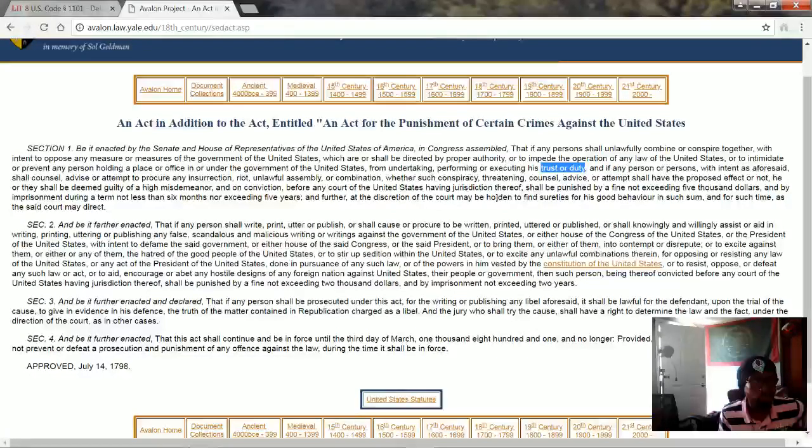years. Section 3. Be it further enacted and declared that if any person shall be prosecuted under this act for the writing or publishing any libel aforesaid, it shall be lawful for the defendant, upon the trial of the cause, to give in evidence in his defense the truth of the matter contained in republication charged as a libel. And the jury who shall try the cause shall have a right to determine the law and the fact under the direction of the court as in other cases. And be it further enacted that this act shall continue and be enforced until the 3rd day of March, 1801, and no longer provided that the expiration of the act shall not prevent or defeat a prosecution and punishment of any offense against the law during the time it shall be enforced.